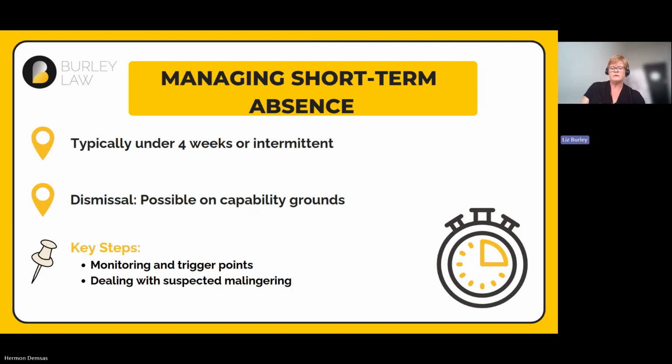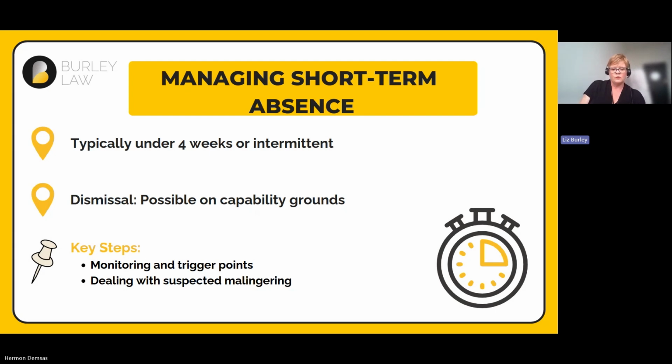I have lots of experience of helping businesses who come to me quite late in the day, where absence has gone on and on, and it's been left to fester, and the employer comes to me at the end of their tether. We can't go on like this. What can we do? This individual needs to go. That is not the time to start planning for a process. That must be much earlier on in the absence pattern.